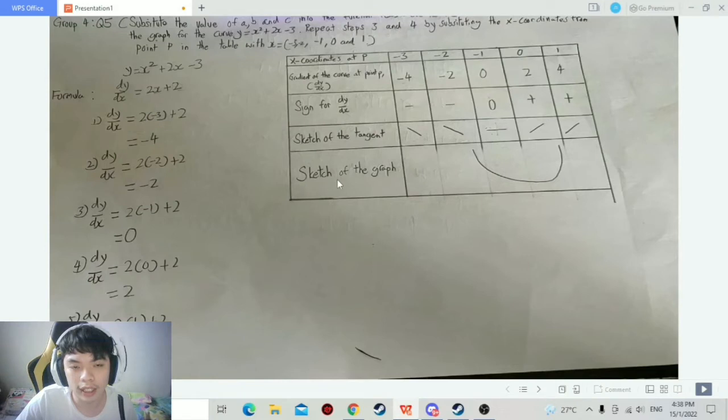And lastly, for the sketch of the graph, after we have got all of this, after we are done with the top part, for the sketch of the graph, we will get a smile face.